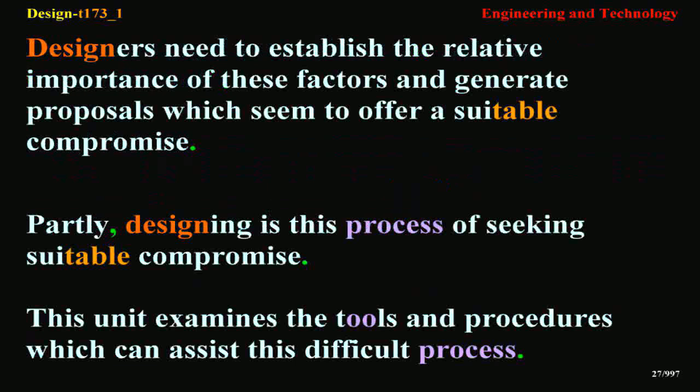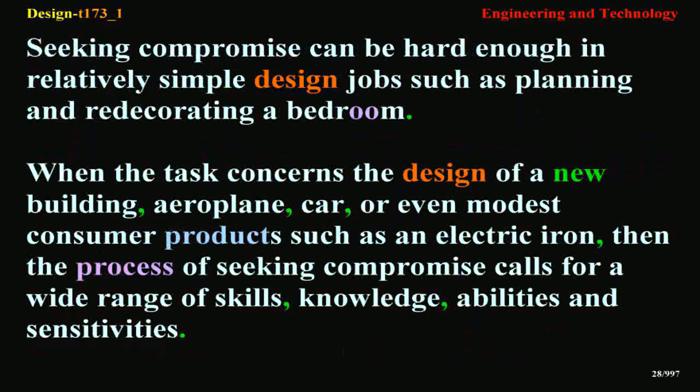This unit examines the tools and procedures which can assist this difficult process. Seeking compromise can be hard enough in relatively simple design jobs such as planning and redecorating a bedroom. When the task concerns the design of a new building, airplane, car, or even modest consumer products such as an electric iron, then the process of seeking compromise calls for a wide range of skills, knowledge, abilities, and sensitivities.